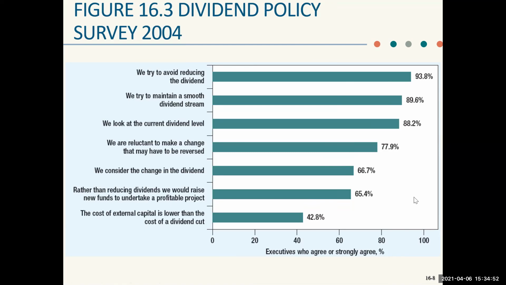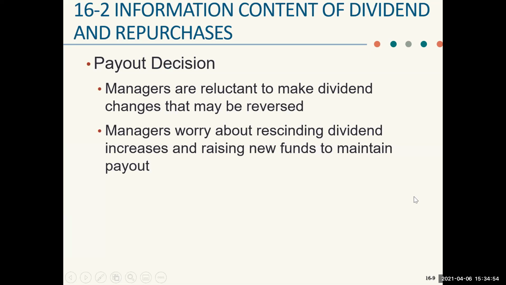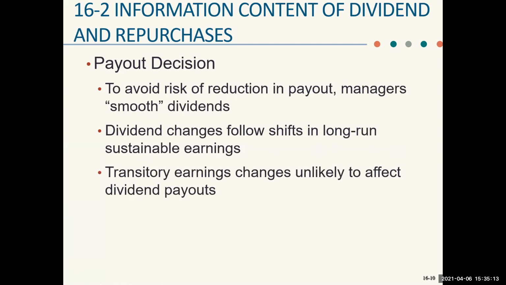Well, next. Okay. Information content of dividends and repurchases. Payout decision. Managers are reluctant to make dividend changes that may be reversed. We mentioned that. Managers worry about reversing a dividend increase and raising new funds to maintain payout. Okay, payout decision.